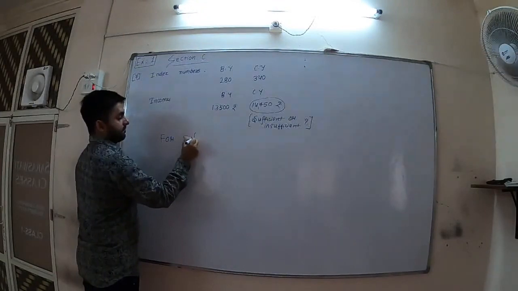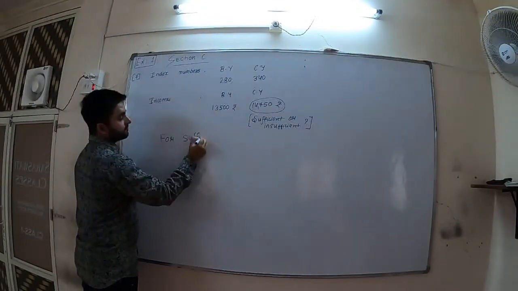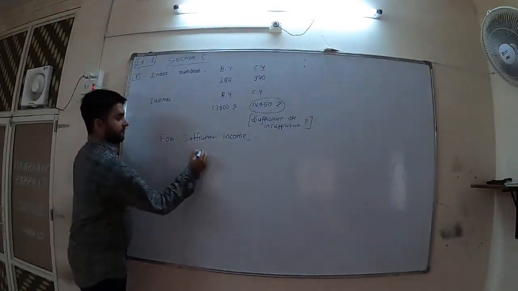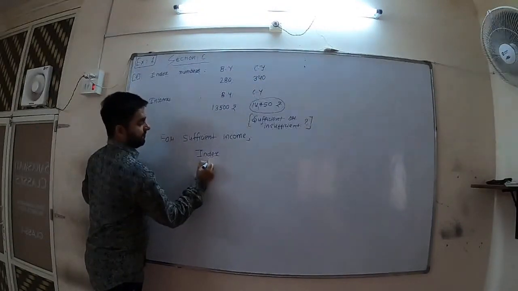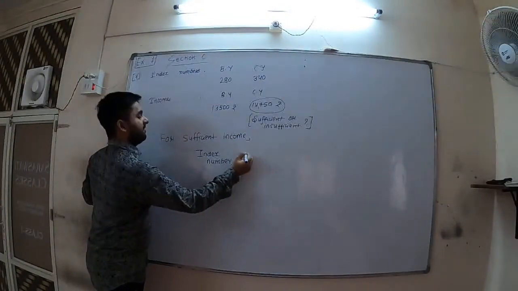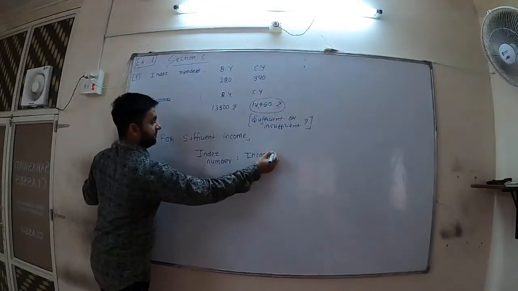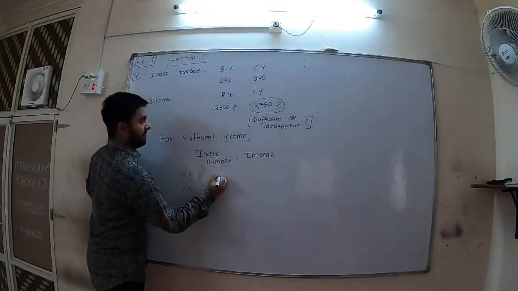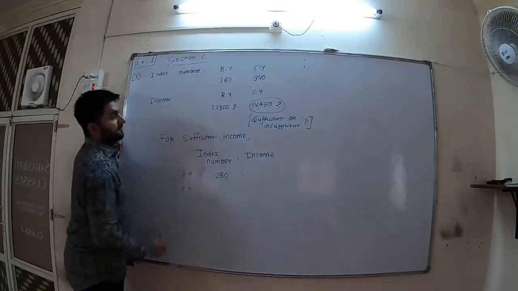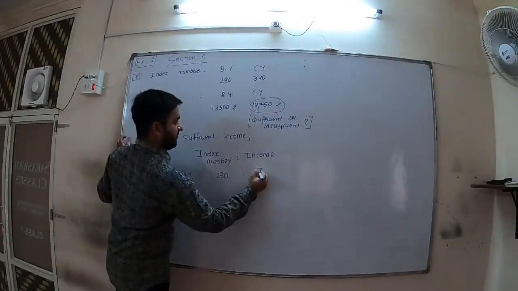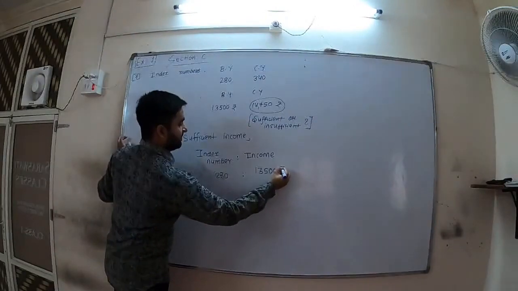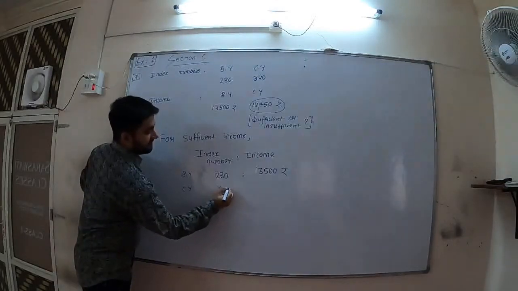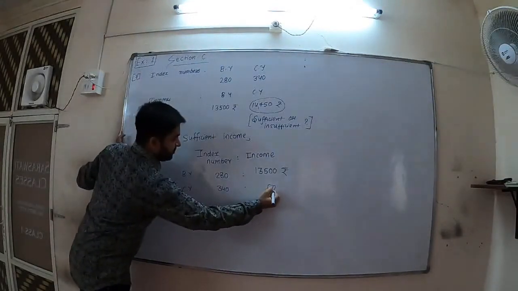For sufficient income, take the ratio of index number to income. Base year, current year. Index of base is given as 280, and in the same year the income was 13,500 rupees. Now in the current year index is 340, so income should be how much?